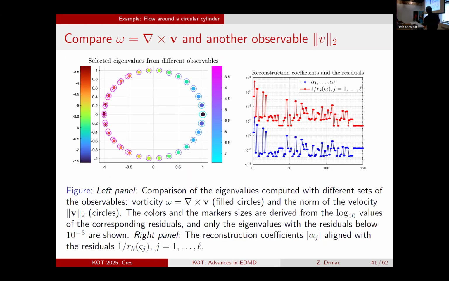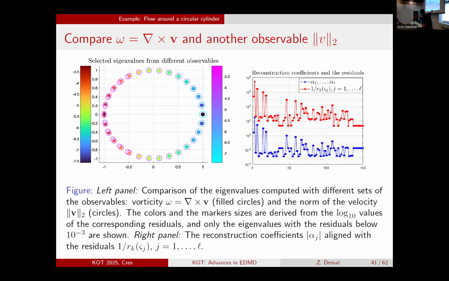Just to show how this residual works, there's another example with the same data set, only the observable is the norm of the velocity. Again, those 2 graphs basically are the same. And moreover, since here you get 151 eigenvalues, with the 2 sets of observables, you get 2 different clouds of points. But if in each cloud you pick those with the residual, let's say here 10 to the minus 3 threshold, then those eigenvalues basically coincide, although you use different observables.